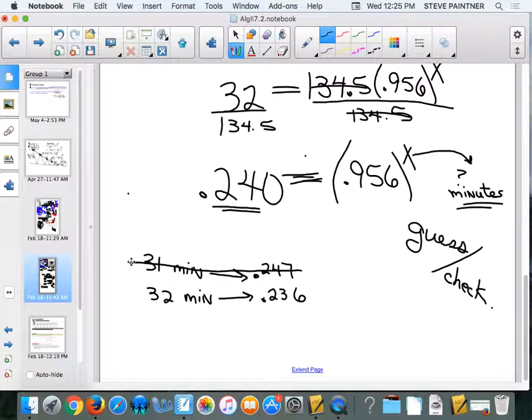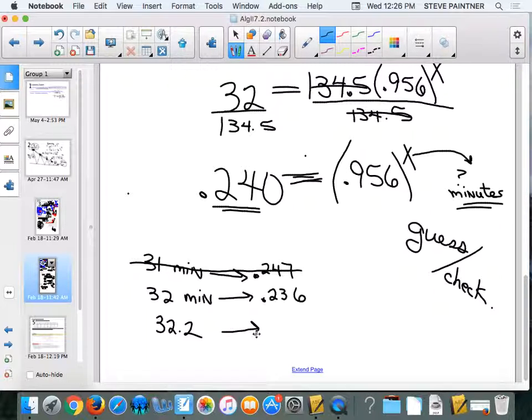Okay, this one's over. This one's under. Can we up our minutes? Up the minutes. Let's go 32.2 minutes. Try that. Raise it to the 32.2. I found a closer prediction. What are you getting?